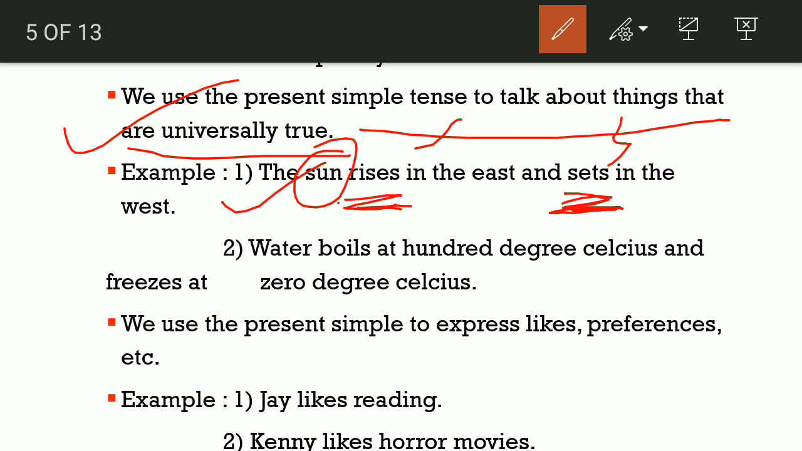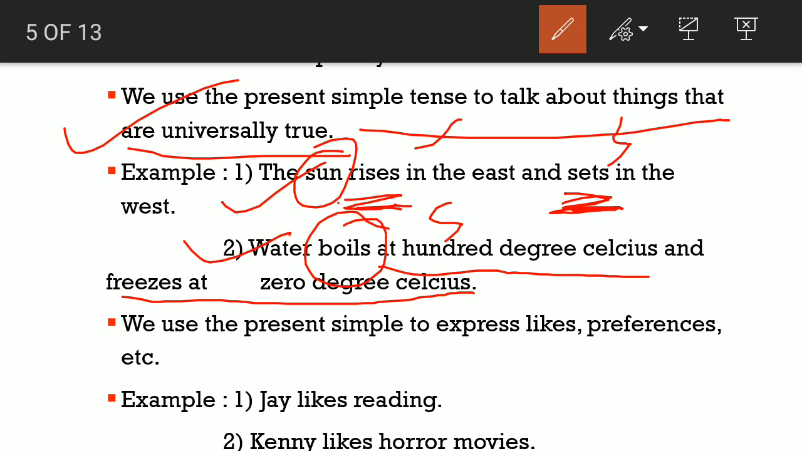ठीक है. Now second, take the second example. Water boils at 100 degrees Celsius and freezes at 0 degrees Celsius. So we know water is singular and it boils. We have put an S. Okay. And freezes at 0 degrees Celsius. तो हमने उसमें भी S लगाया है. And this is a universally true statement.